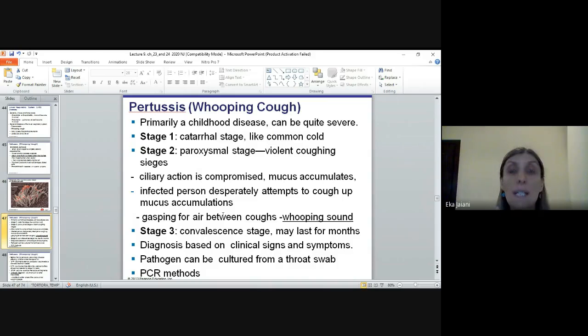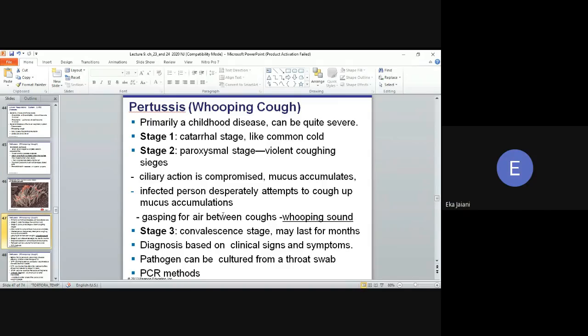When the ciliary epithelial cells die, the mucus accumulates, and we want to remove this mucus through coughing, and children have this whooping cough. They cannot cough off this mucus well because these epithelial cells are damaged, and that's why this strange sound. And we have several stages in the cough.